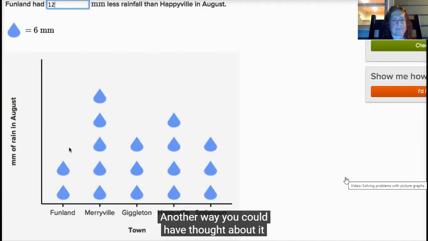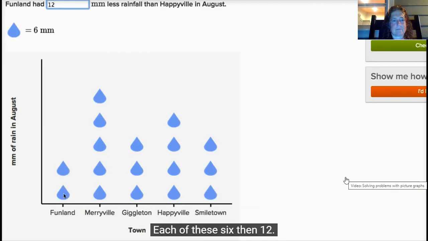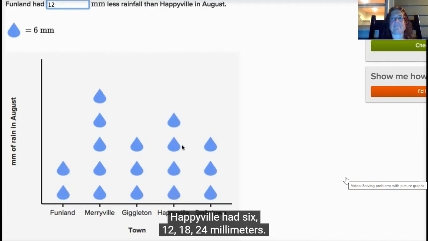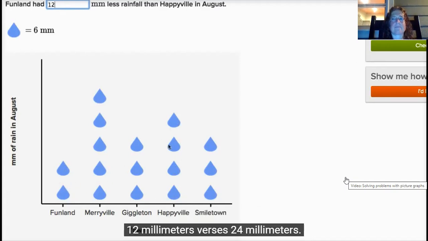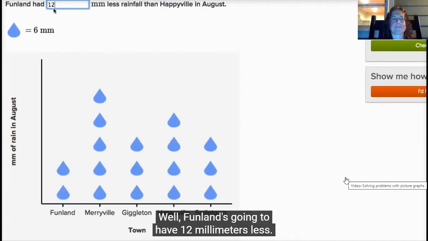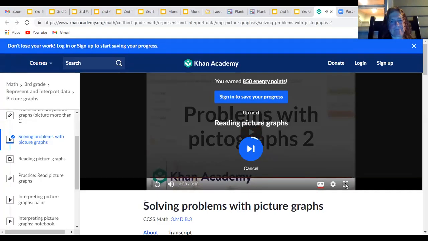Another way you could have thought about it, Funland had 12 millimeters of rainfall in August, because each of these represents 6 millimeters, so 6, then 12. Happyville had 6, 12, 18, 24 millimeters. So 12 millimeters versus 24 millimeters, Funland's going to have 12 millimeters less. 12 millimeters is 12 less than 24 millimeters.